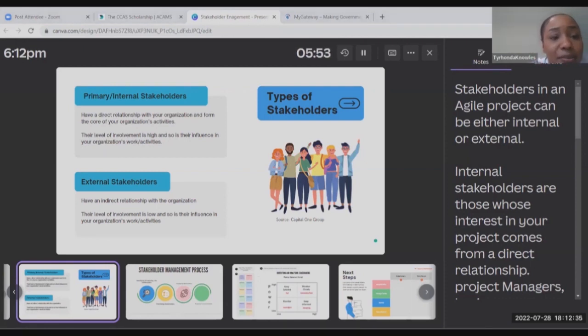So there are 2 types of stakeholders that exist. We have the primary stakeholders or the internal stakeholders. And these people have a direct relationship with your organization.